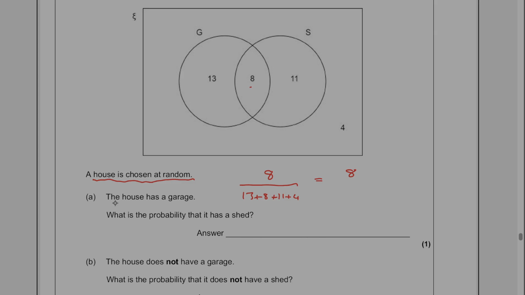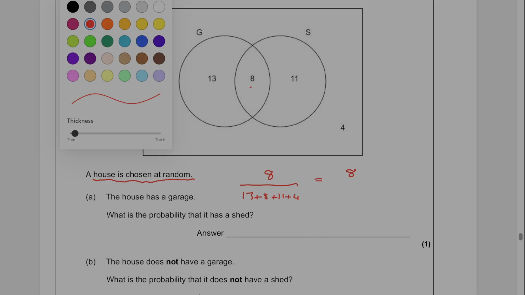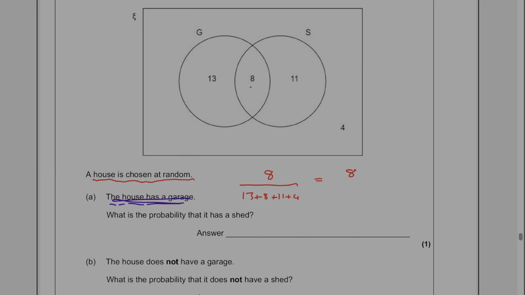But then here we've got the specifics for this question. The house has a garage. So that argument arguably says that that's just going to be out of those two. The house has a garage. What is the probability that it has a shed? So I'm going to go 8 out of 21.